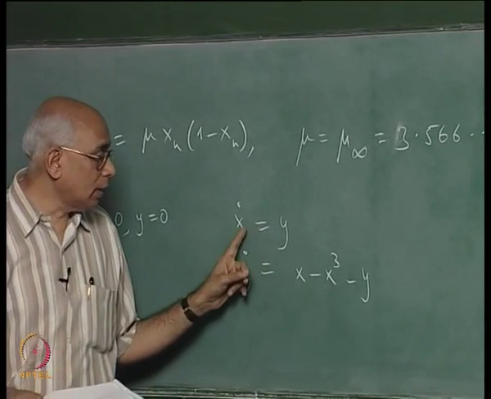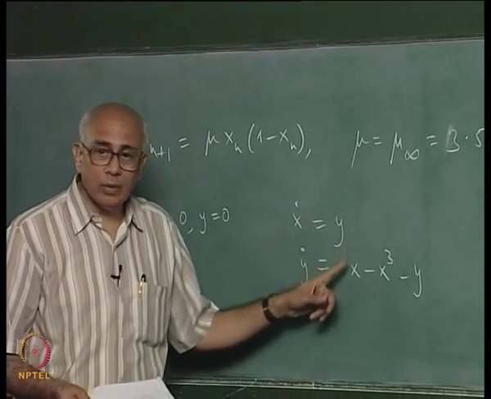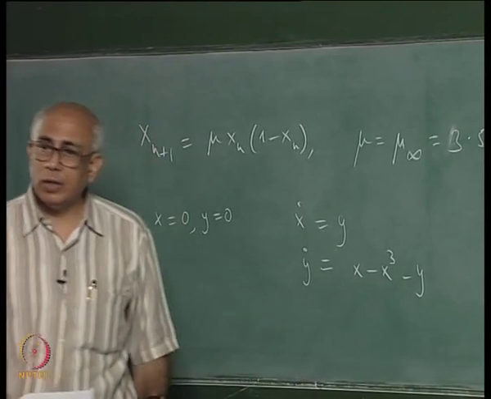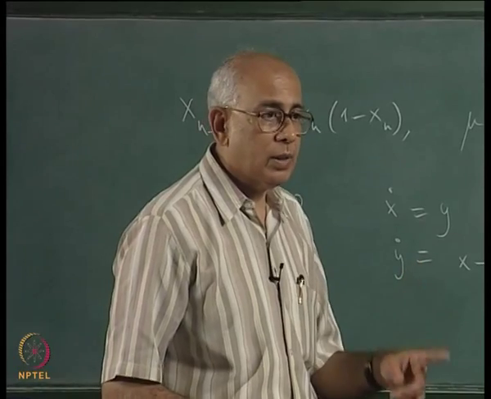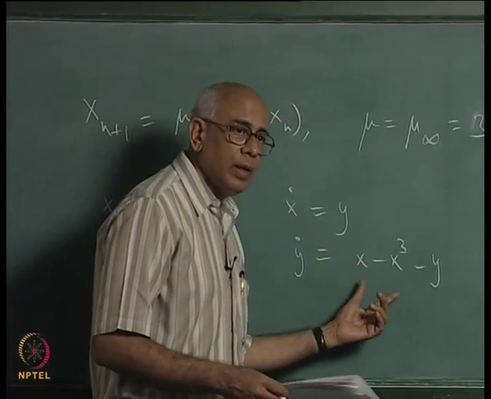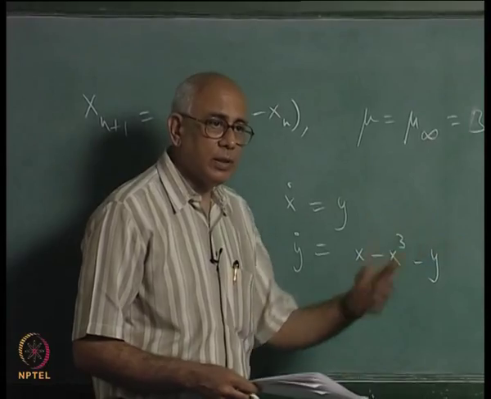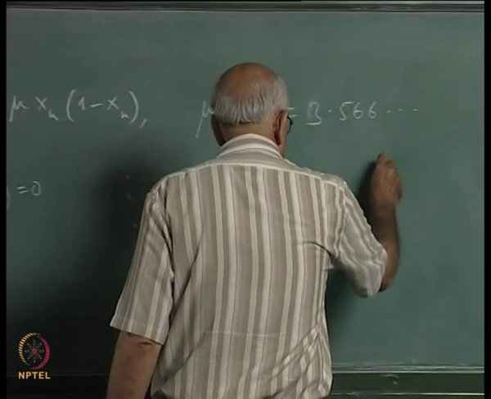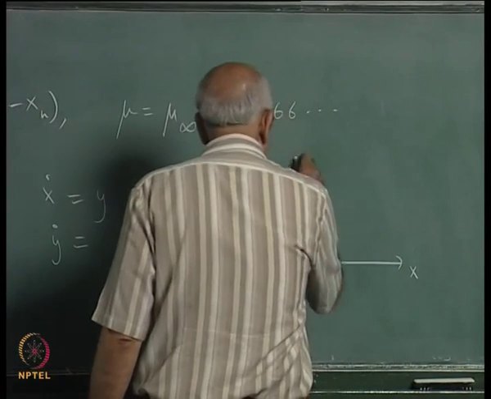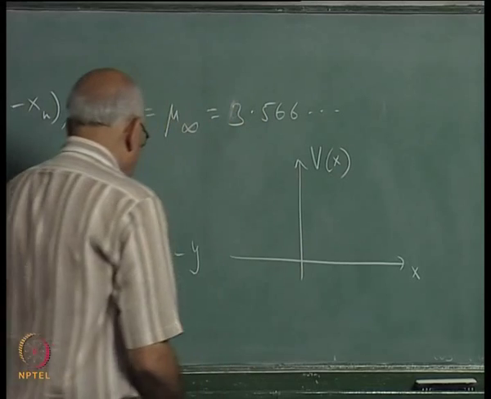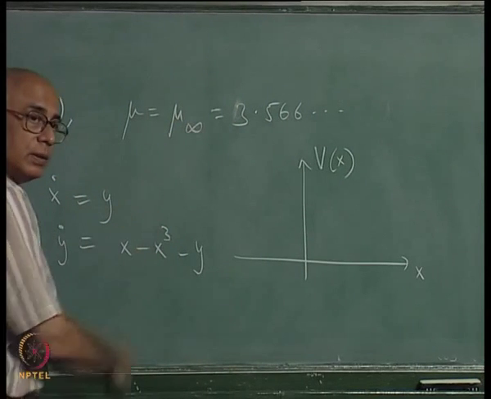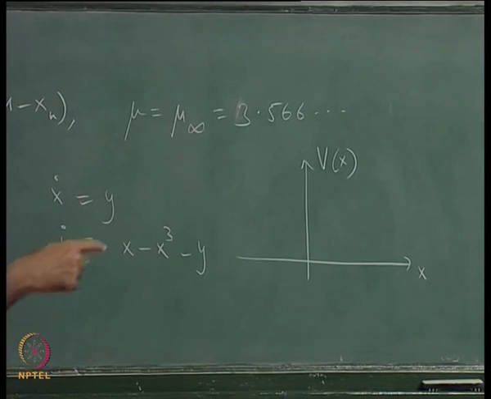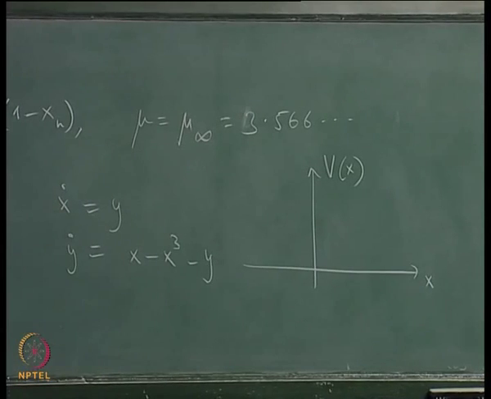If you regard this as the position in one dimension, this is the velocity with appropriate units, and then this is a damping proportional to the velocity in magnitude. So it is a damped system, provided this portion can be identified as a force arising due to some potential. Now what would that potential be? If I plot x versus V of x, V of x would be minus the integral of this, since the force is minus the derivative of the potential. So what would this give you?